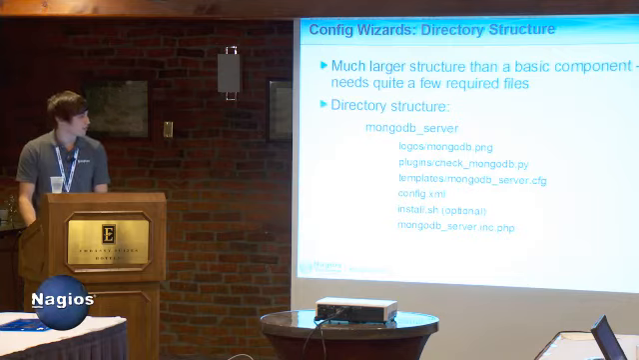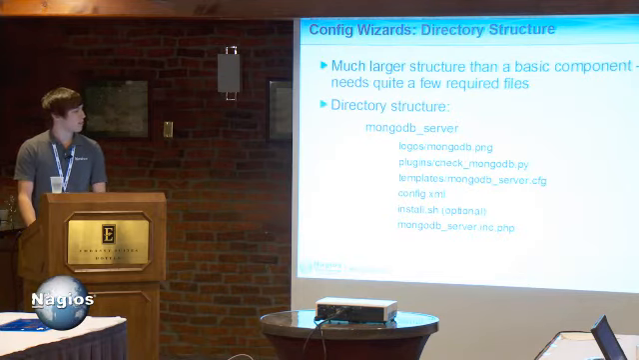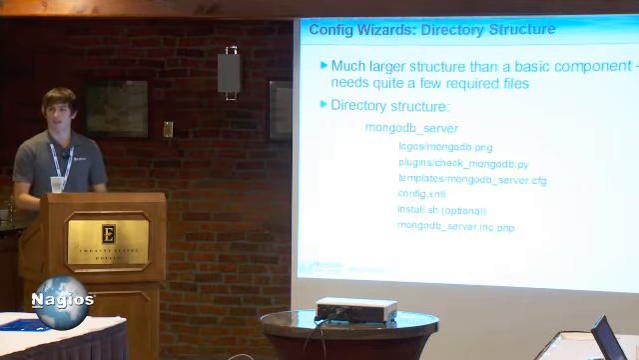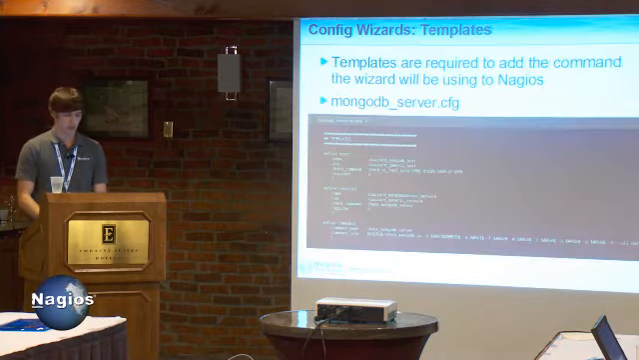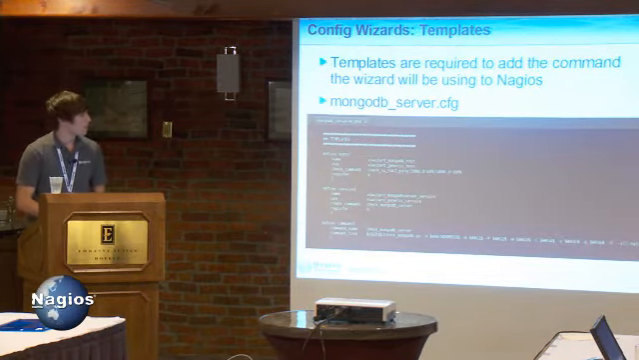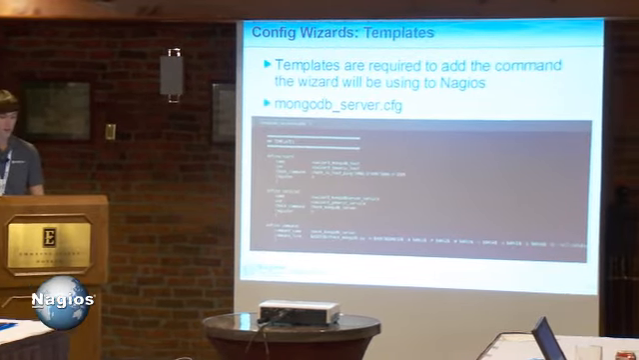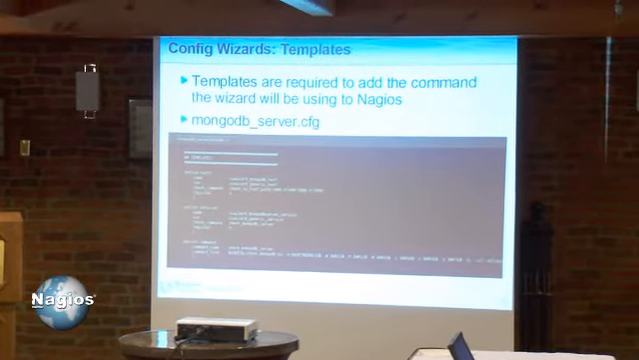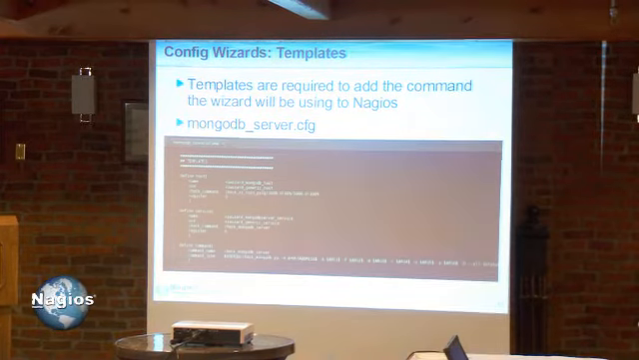MongoDB_server.inc.php is the file that's going to have all the information that displays all the HTML. It's going to have all the stuff that's actually in the wizard that someone's going to see when they click on it. So templates are the first thing we're going to look at. It's required to add the command the wizard is going to be using to Nagios, to the core.